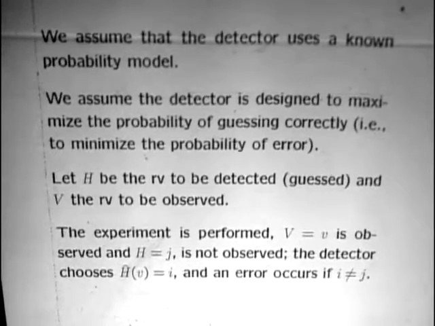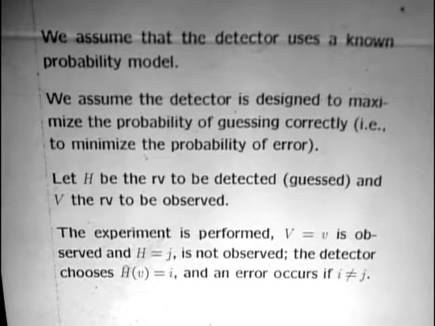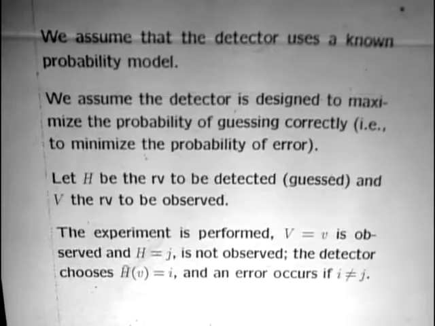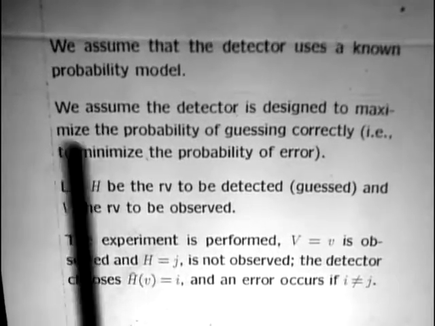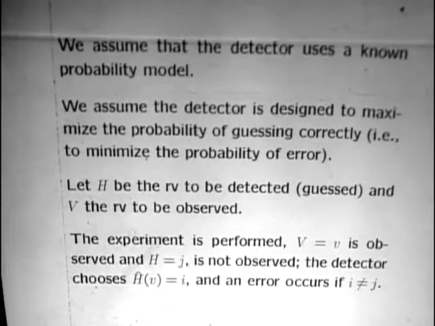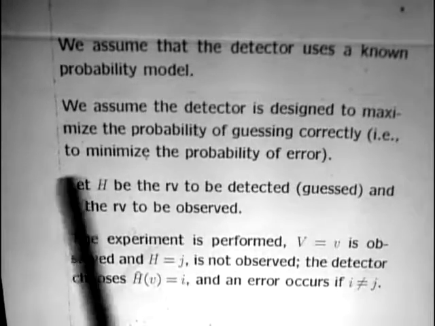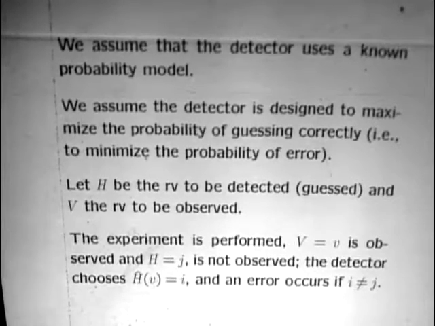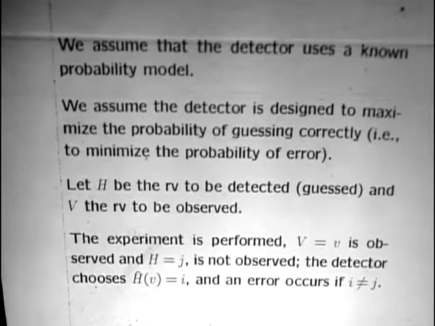earlier for doing source coding, which is how do you do source coding when you don't know what the probabilities are. And we found the best way to study that, of course, was to first find out how to do source encoding when you did know what the probabilities were. So we're doing the same thing here. We assume the detector is designed to maximize the probability of guessing correctly. In other words, it's trying to minimize the probability of error. We call that a MAP detector, maximum a posteriori probability decoding.